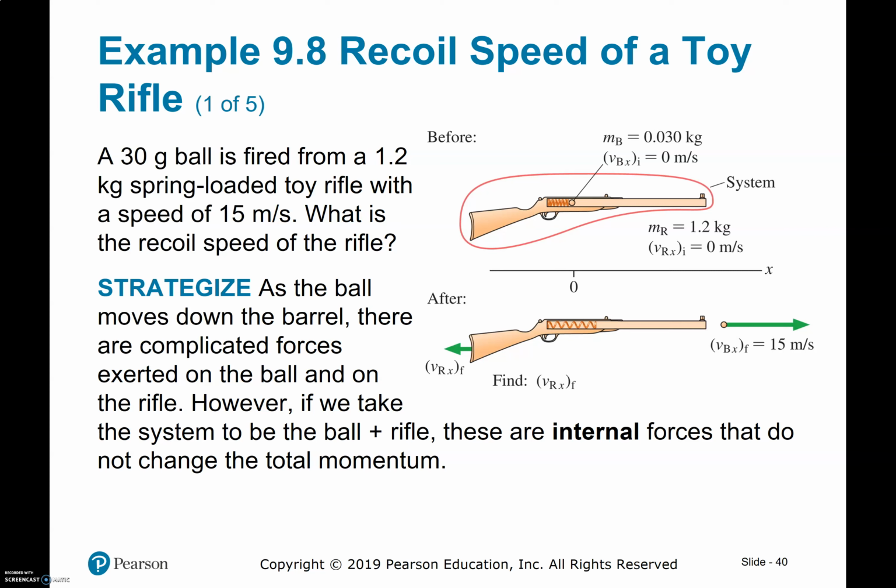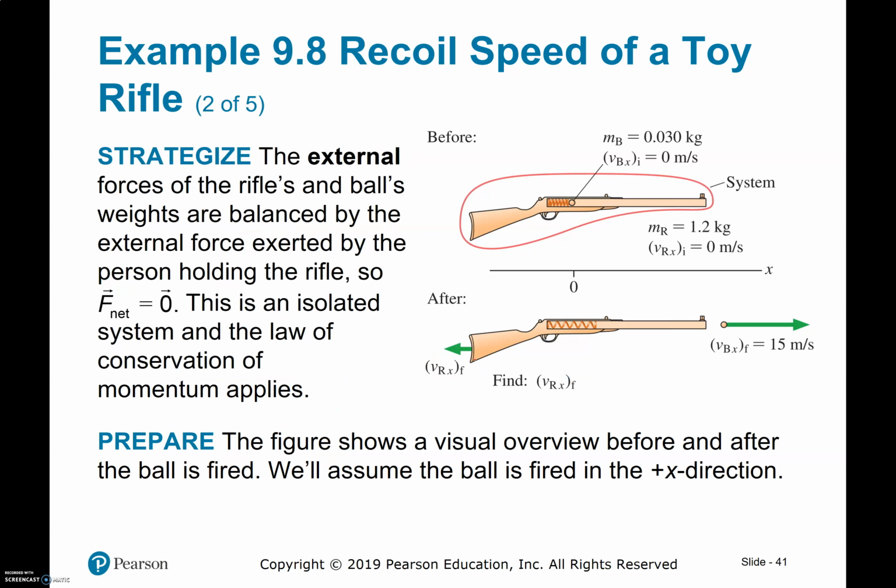So let's do one more example, recoil. We have a rifle, right? And the rifle is shot. We want to figure out the recoil speed, how fast it goes back here. So the ball is 30 grams and is fired from a 1.2 kilogram spring loaded toy rifle, right? So you have a ball here and then you have a spring, and the speed that it comes out with is 50 meters per second. So we want to find this recoil speed here.